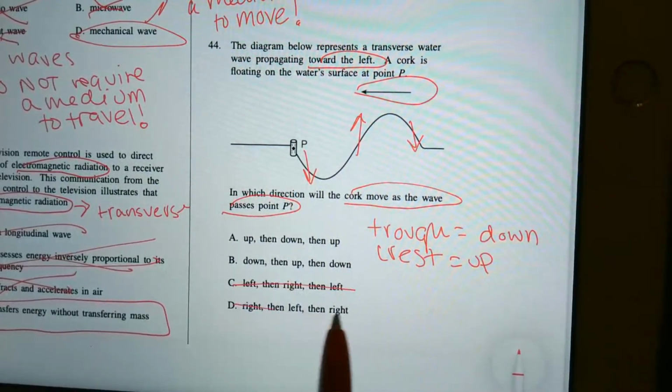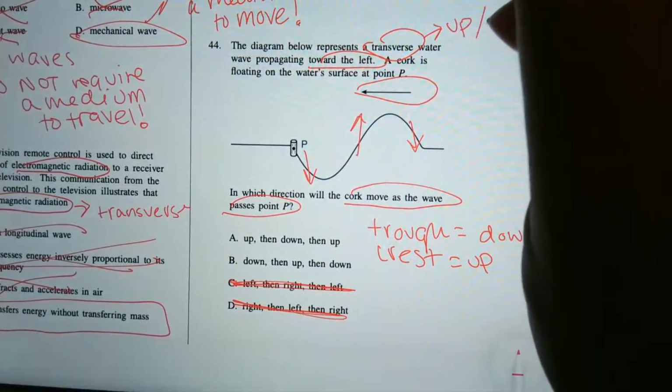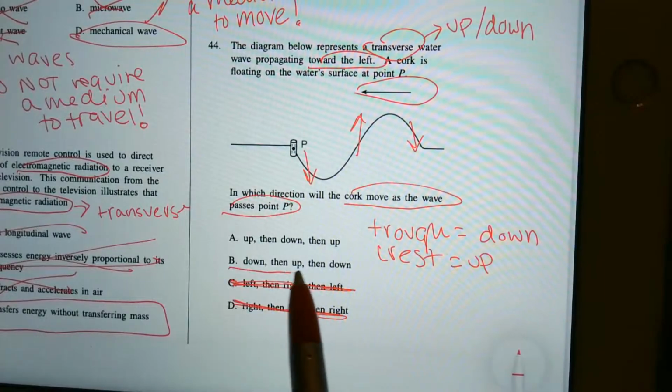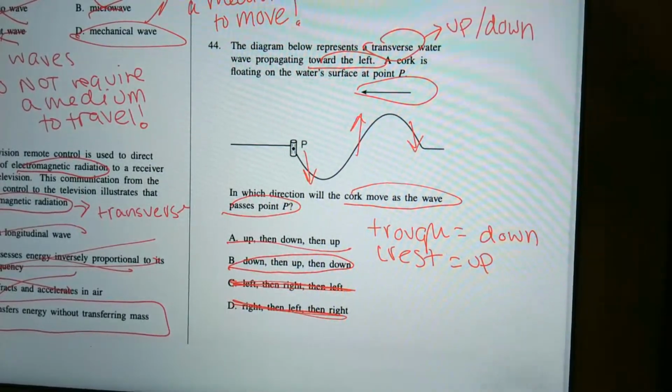Left and right is longitudinal. That's why these are terrible. You have a transverse wave, so you can only move up and down. In this case, because we see the trough first, we know we're going to go down, then up, then down.